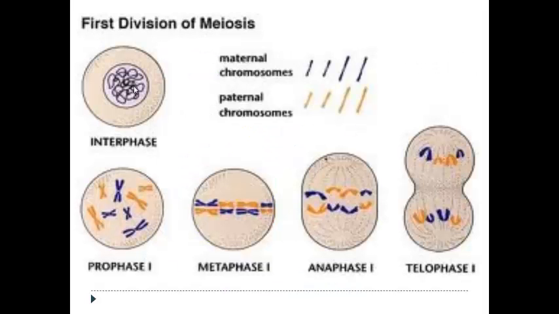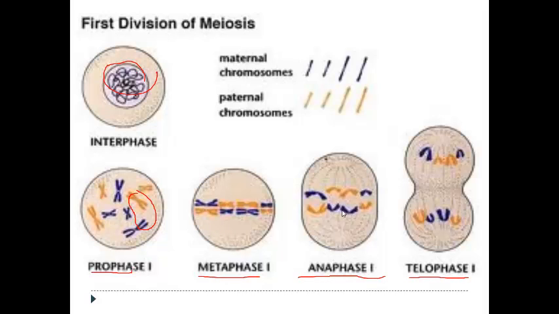So just to look at that again, here's our interphase. DNA and organelles are being replicated, getting ready for division. Prophase 1 occurs. We have crossing over between the homologous chromosomes. Genetic information gets mixed. And then we have our metaphase, anaphase, and telophase.